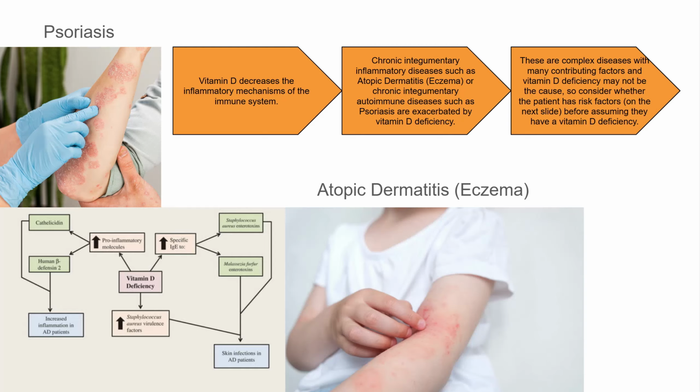Vitamin D decreases the inflammatory mechanisms of the immune system. Chronic integumentary inflammatory diseases such as atopic dermatitis or eczema, or chronic integumentary autoimmune diseases such as psoriasis are exacerbated by vitamin D deficiency. These are complex diseases with many contributing factors, and vitamin D deficiency may not be the cause. So, consider whether the patient has risk factors, which will be on the next slide, before assuming they have a vitamin D deficiency.